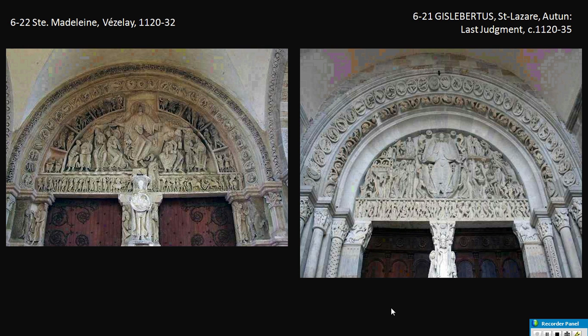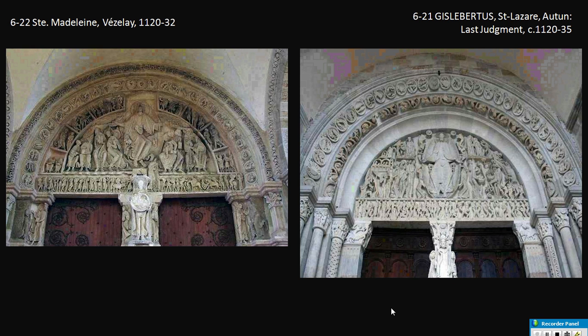And so the church at Autun, the church with the relics of Lazarus, shows Christ at the end of time, separating the saved from the dead. And the church at nearby Vézelay, with the relics of Mary Magdalene, shows Christ appearing at the end of the Gospel of Matthew. He's been resurrected, but he comes back to the apostles one last time to send them out to convert nations.